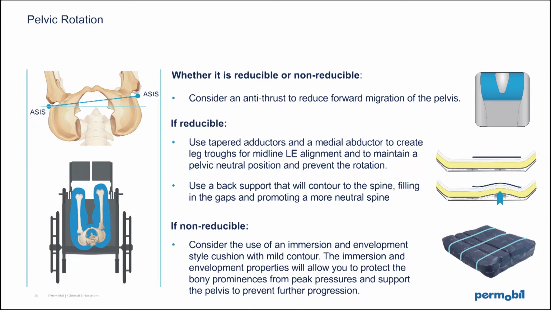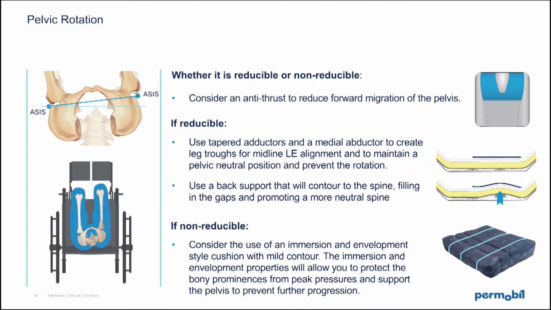Moving on to the pelvic rotation, whether it's reducible or non-reducible, definitely think about an anti-thrust component in your cushions. Again, this is going to prevent one of the ITs from migrating forward and try to keep them both back in alignment. So when the rotation is reducible, you want to use those tapered adductors and that medial abductor again to form those leg troughs for that lower extremity and pelvic alignment. And those tapered adductors, because they're higher than the pelvic well, are going to lock the head of the femur into the acetabulum, keeping that pelvis in neutral, not allowing it to rotate.